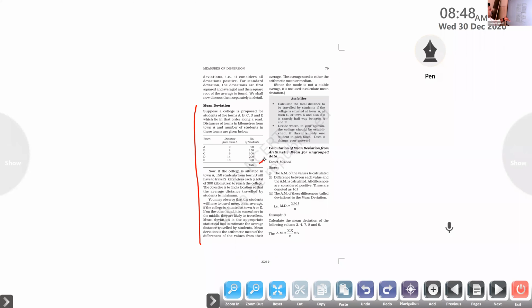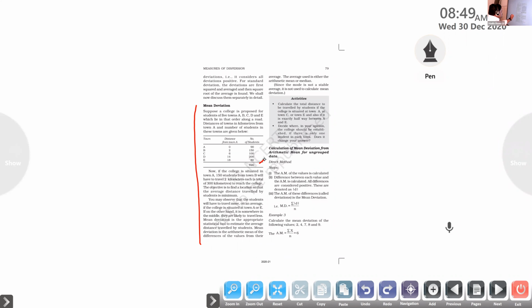Now if the college is situated in town A, for example, we are analyzing these possibilities. If the college is situated in town A, 150 students from town B will have to travel 2 kilometers each, right? Clear? How many students are here? 150 students. So all these students have to travel nearly 2 kilometers every day to reach this college. So total 300 kilometers of traveling, because 150 students are there to reach the college.